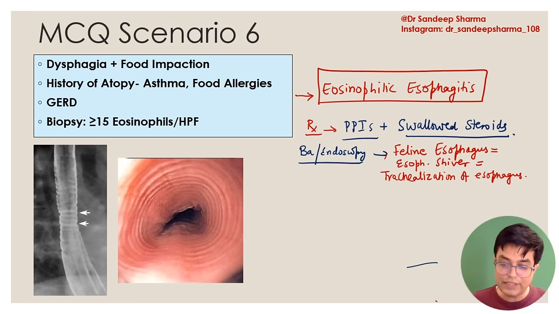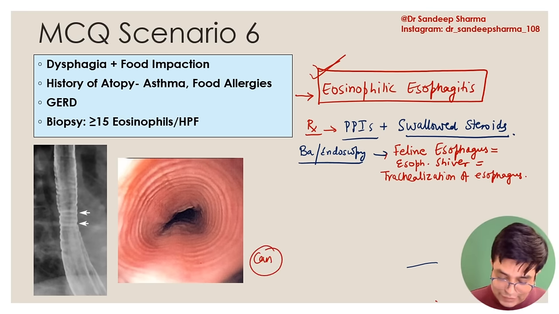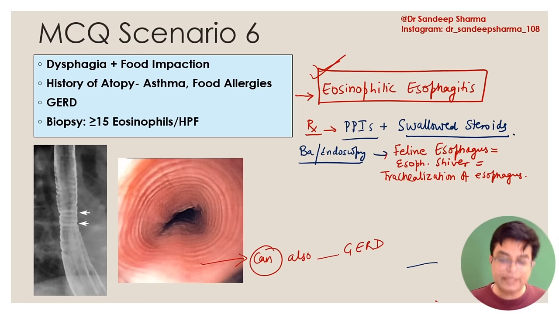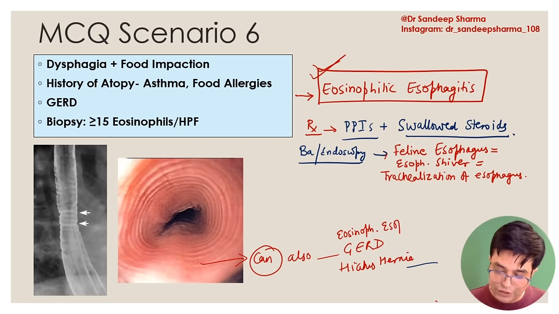And in Fallean esophagus, one of the causes is eosinophilic esophagitis. Remember that Fallean esophagus has one cause, eosinophilic esophagitis. This can also occur in GERD patients. It can also occur in hiatus hernia patients. And obviously it can occur in eosinophilic esophagitis. So this is the DD that you need to remember. All these things will have the same type of appearance. This is what you call Fallean esophagus or trachealization of the esophagus.